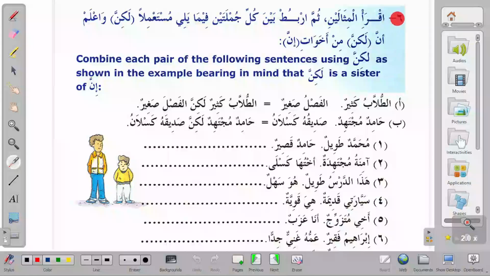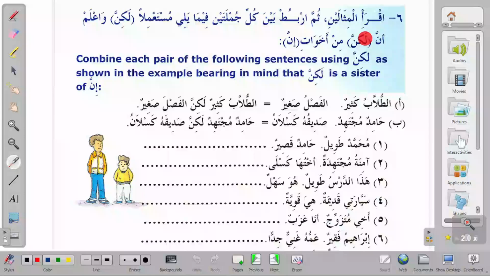So this is the 6th assignment, and as you can see, they are saying: اقرأ المثالين ثم اربط بين كل جملتين فيما يلي مستعملا لكن، واعلم أن لكن من أخوات إن. So what they are simply trying to tell you is that they have given you 2 examples here. That's what they call them mithalain. And we are going to complete this particular exercise in a similar way to these 2 examples. But you are going to use lakinna.